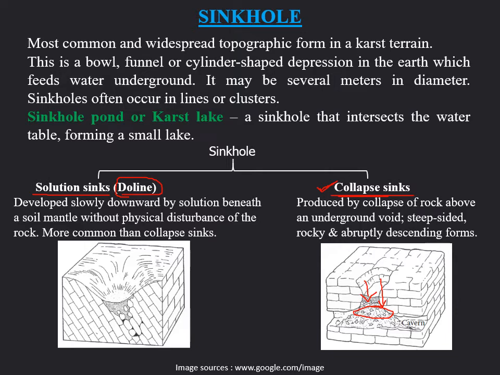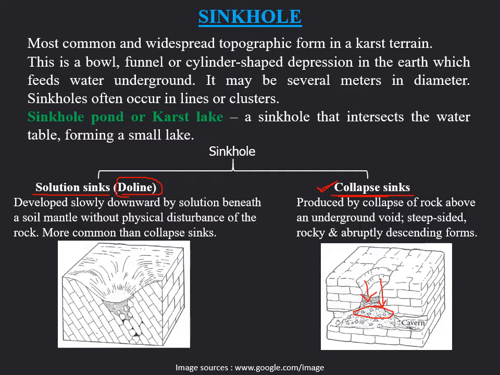A variant of the doline is also known as a solution pan, where the depression is much shallower but may cover a larger area than the solution sinks. So in solution sinks, you can see the depression is local, but it is deeper. In the case of a solution pan, the depression is shallow but covers a larger area, like a pan we see in our kitchens. So from that, it is known as a solution pan.